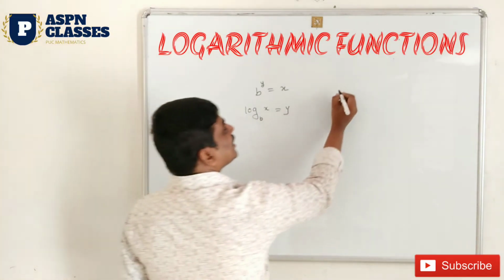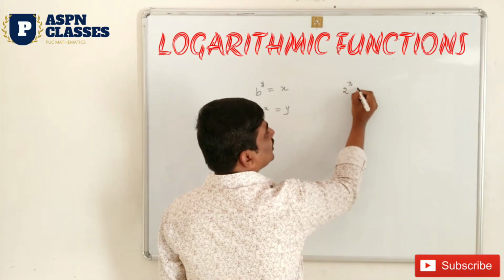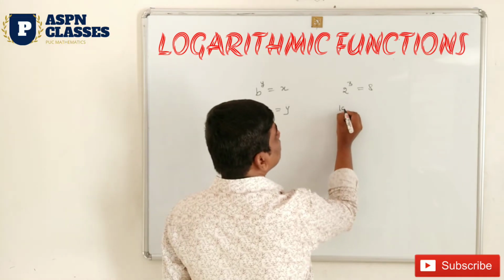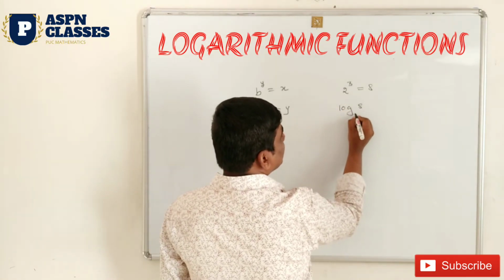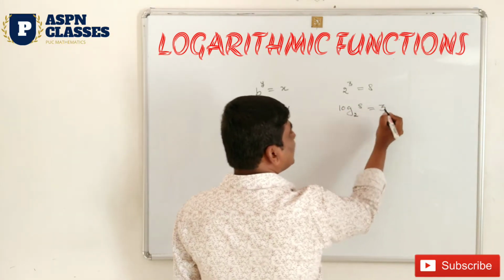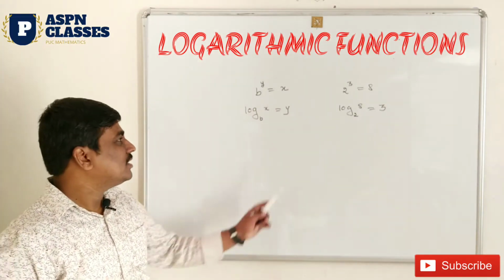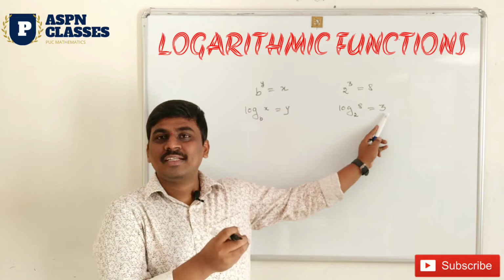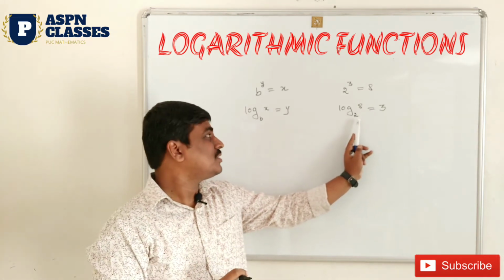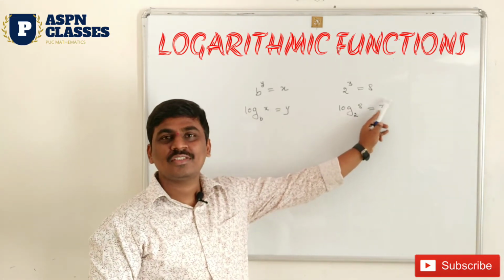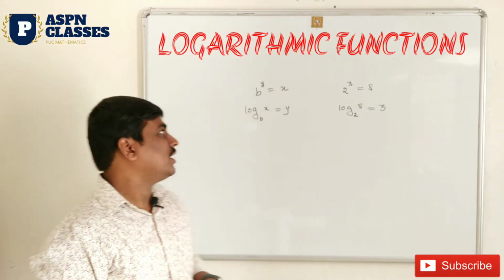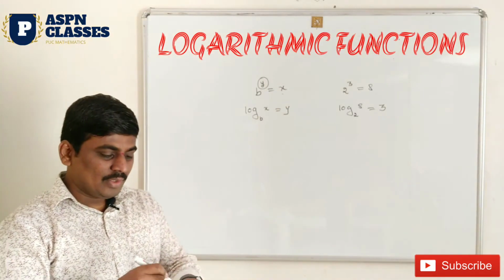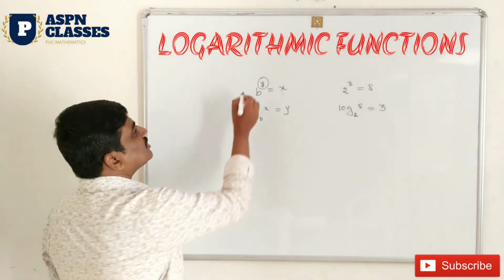Suppose you take one result, 2 raised to 3. The answer is what? 8 is the result. Now I have to write this in log form: log of 8, the base is 2, is equal to 3 is the answer. It means the log value always gives the exponent of that base. What is the exponent? 2 raised to 3 is there, no? So this value will be generated here. In this exponential, this y value you can take as any number, either positive or negative.